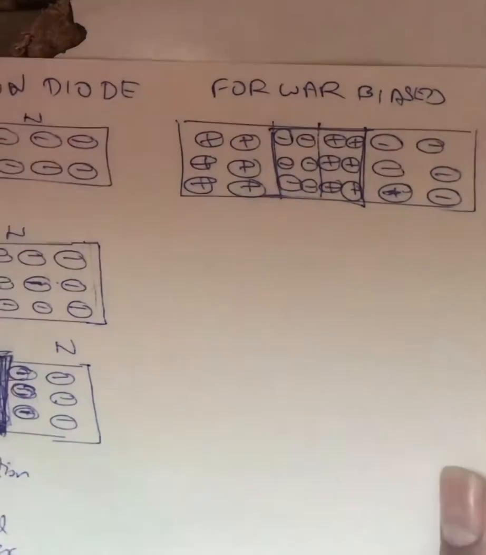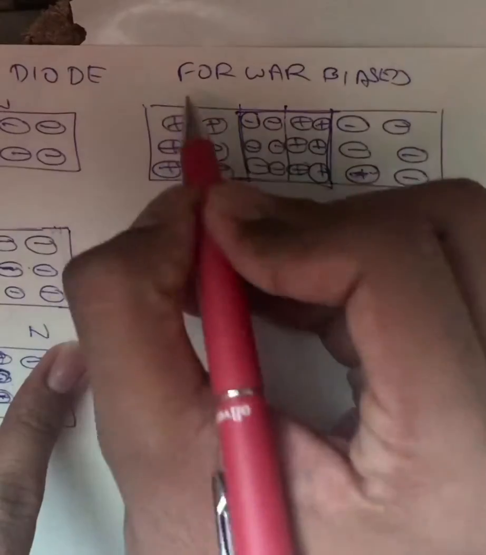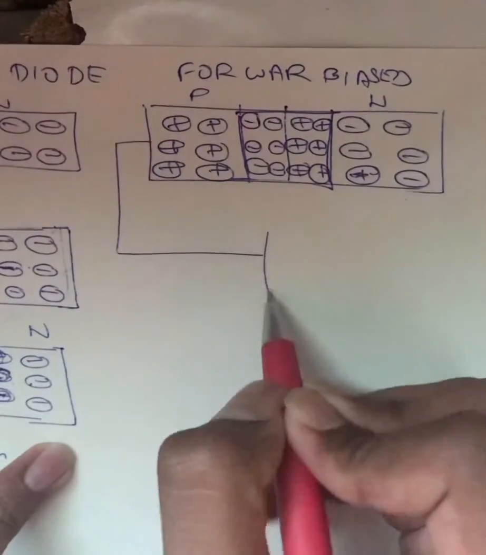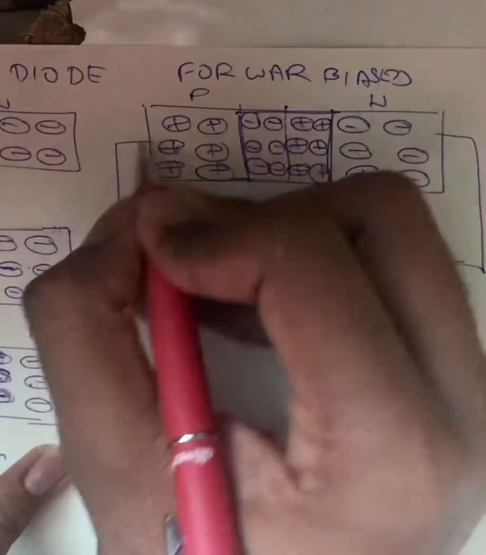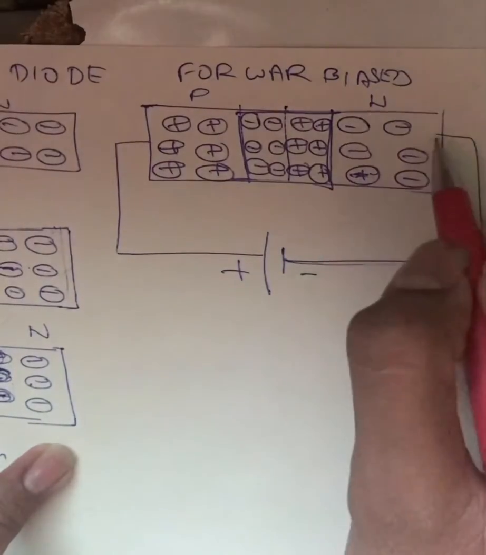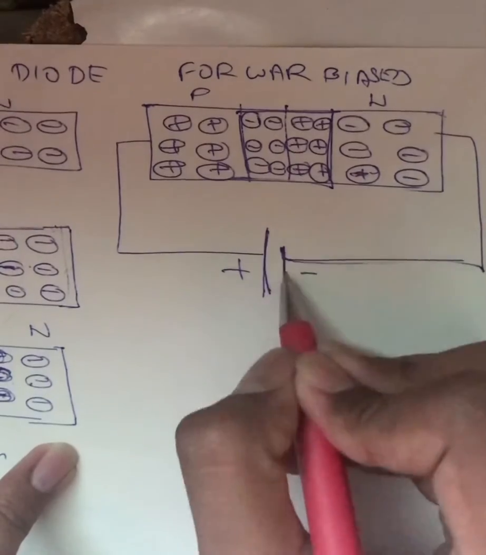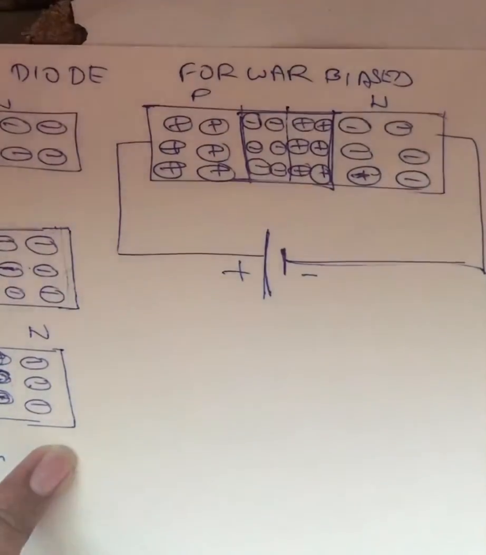Now when this type of semiconductor, that is the PN junction diode, is connected to the battery, if we connect the positive terminal of the battery to the P type semiconductor and the negative terminal to the N type semiconductor, a potential difference is created. We all know that when a potential difference is created, a current flows.